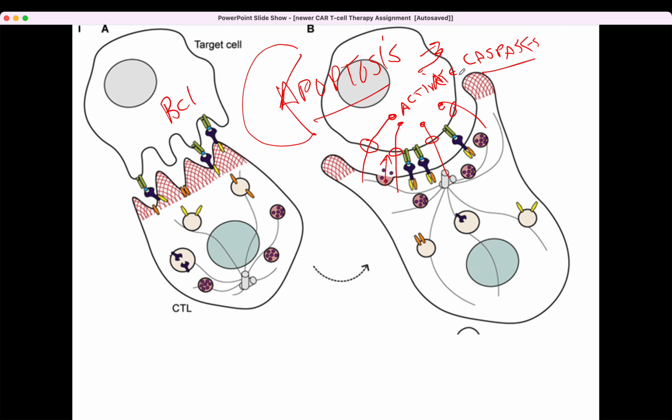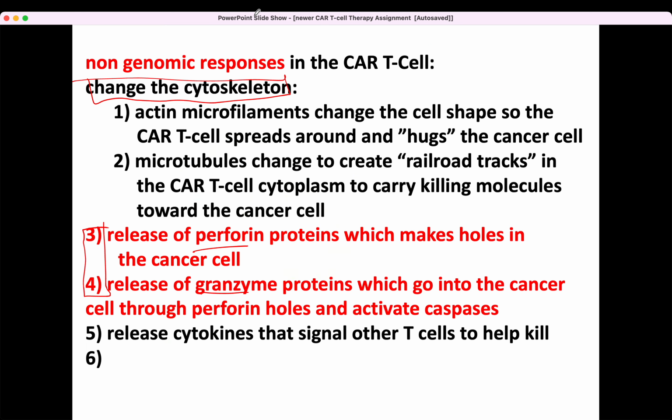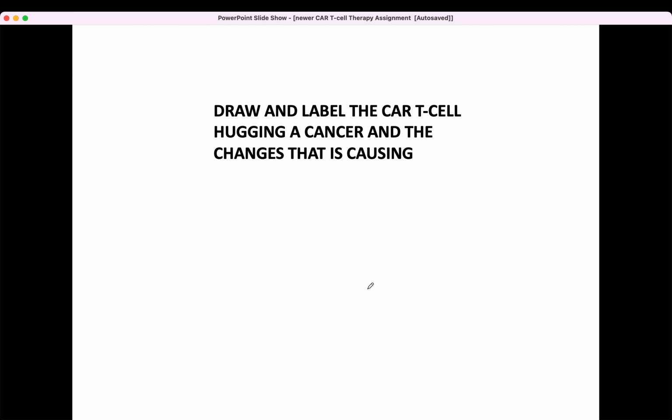So we don't need to remember the names perforin or granzymes. Fine, those are the molecules that make the holes and go in and activate the caspases. You can learn them if you want, but I'm not going to specifically ask you for the names. This is the one that makes holes. This is the one that goes in. Just fantastic, and they're ready to go, right? They're just ready to go, right? So draw and label that.